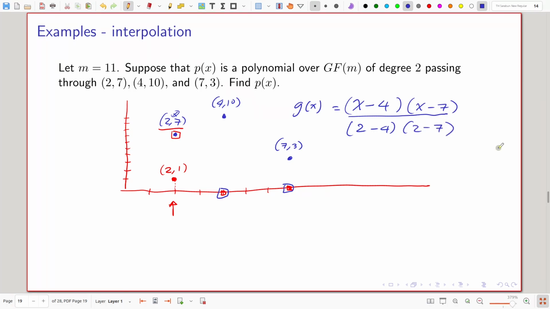So I want this function to be 1 at 2, right? So I divide by the value of the upper terms of the denominator here as well. So it cancels out, so you get 1. And it's also 0 at 4, and it's also 0 at 7. Okay? So this is a function that I like. Let me call it, I'm not going to call it g, I'm going to call it delta 1.